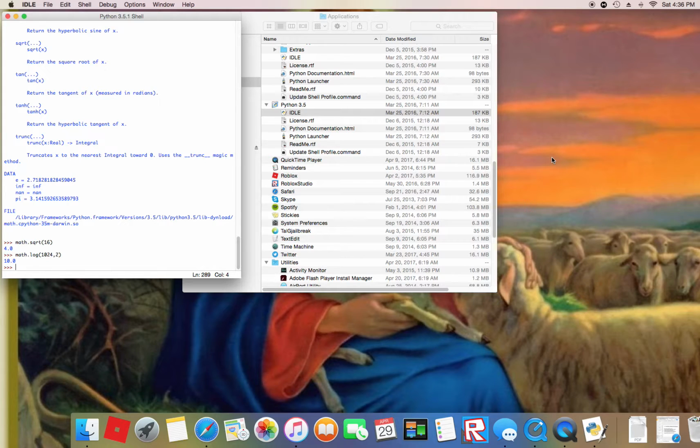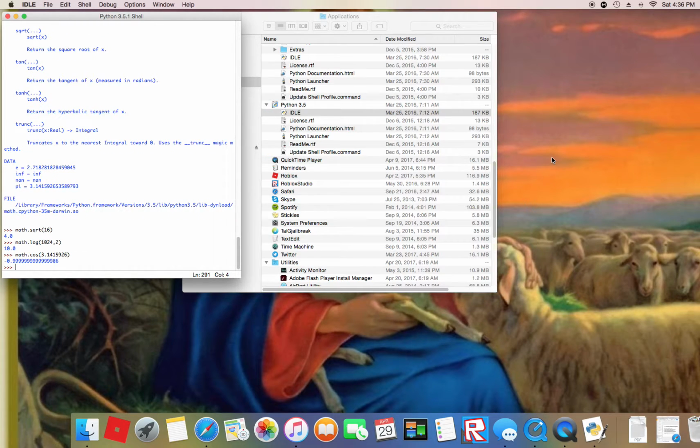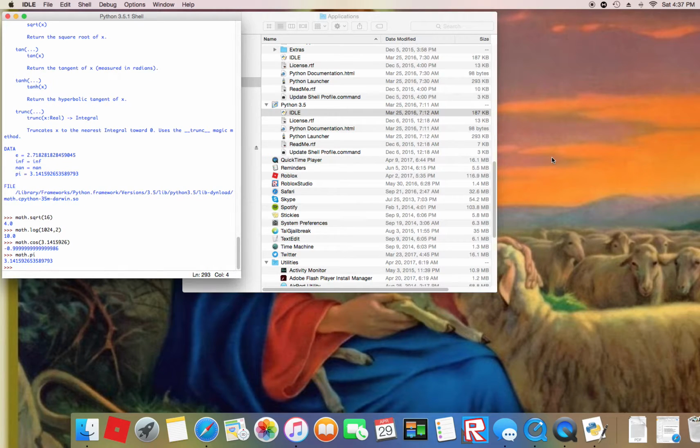Okay, how about cosine? So if I want to take math.cos of, you have to put an angle in radians. I'm not going to go into that here because this is not a math course. But pi is in radians. I'll put 3.1415926, and the cosine of pi should be -1, and I get -0.99999, pretty close to -1. All right. I also have access to the number pi directly just by typing in math.pi. Enter. So there it is, there's pi.